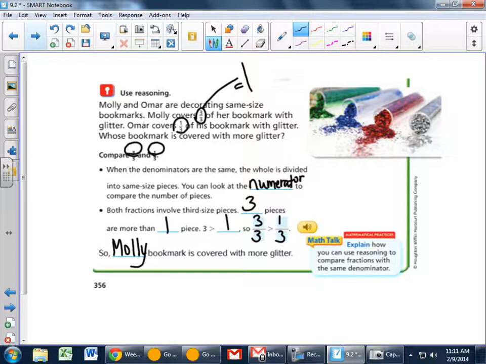So you automatically know that a whole is bigger than a fraction. So you would know that Molly covered her whole bookmark with glitter, goodness gracious, and Omar only covered 1/3 of his bookmark. So you didn't really even have to compare them because you know that 1 is bigger than 1/3.